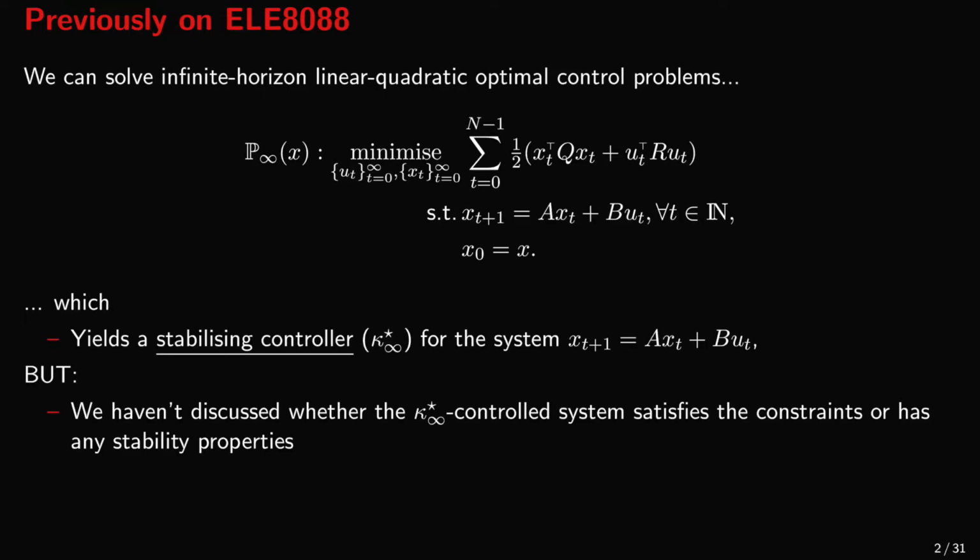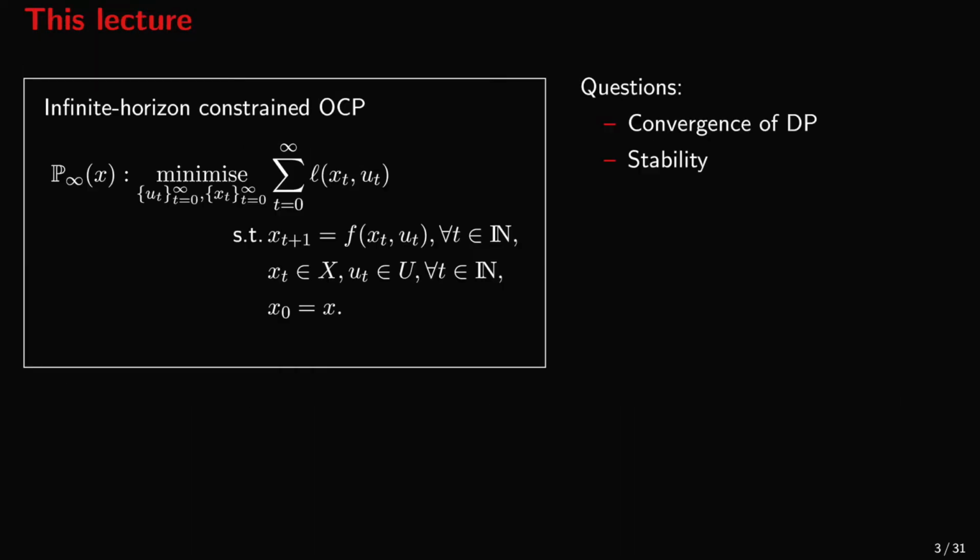On the other hand, we can solve infinite horizon linear-quadratic optimal control problems and obtain a stabilizing controller for our linear system. However, if the dynamics is nonlinear, or the cost function is not quadratic, or if we have constraints, we don't know what happens, and we haven't discussed whether the closed loop system with a corresponding controller satisfies the constraints or whether it has any stability properties. This will be the topic of today's lecture.